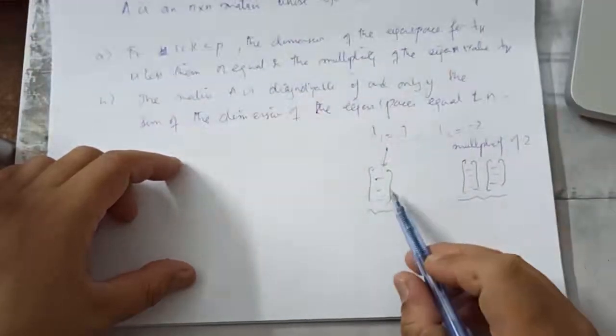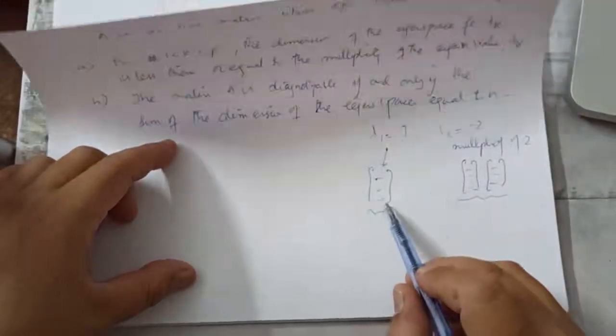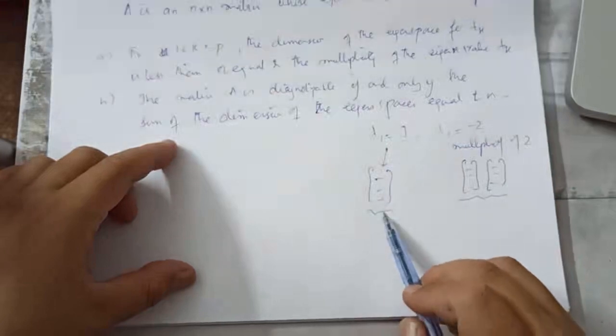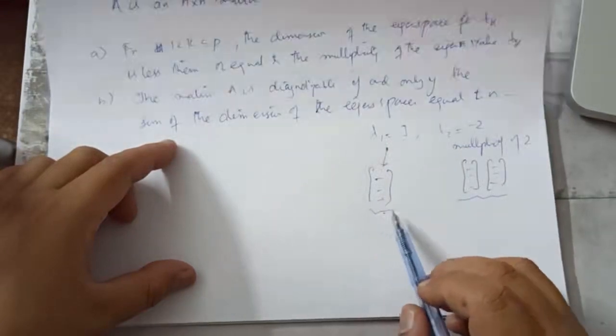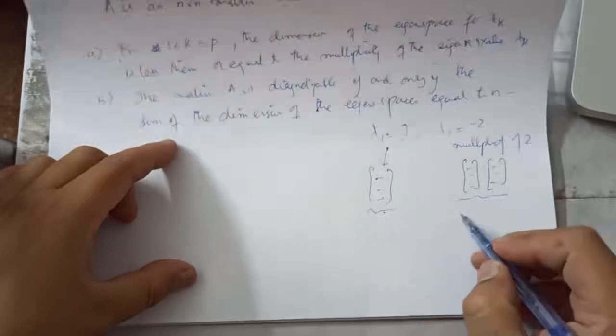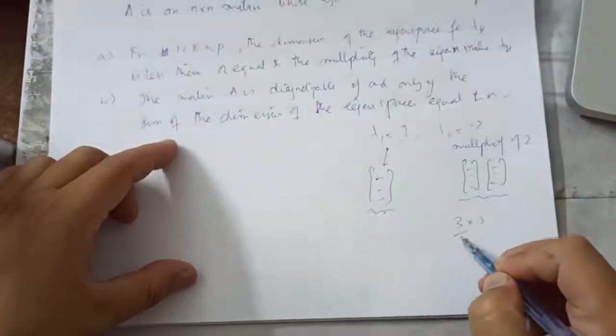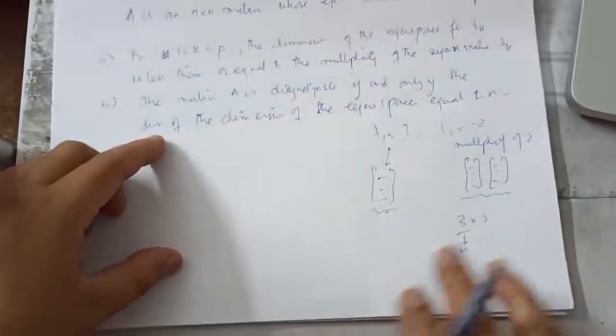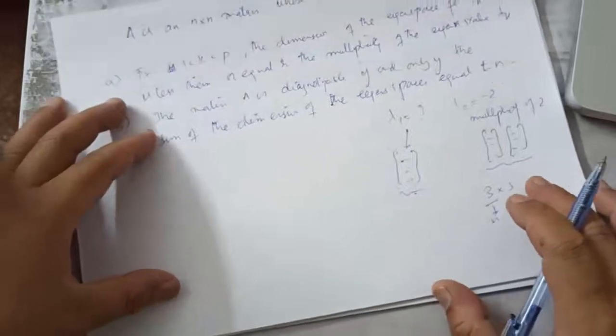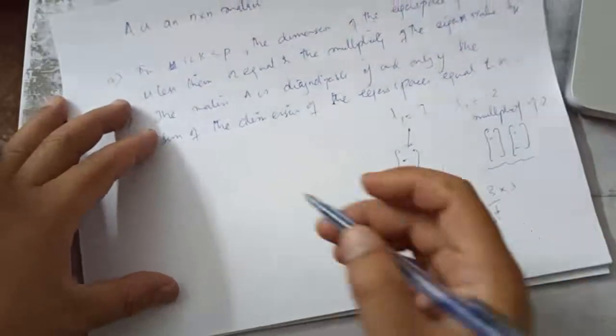So it means since A was a 3 by 3 matrix, the dimension of the eigenspace actually equals n, which is 3. Okay. Now the C part is okay. There are other parts as well.